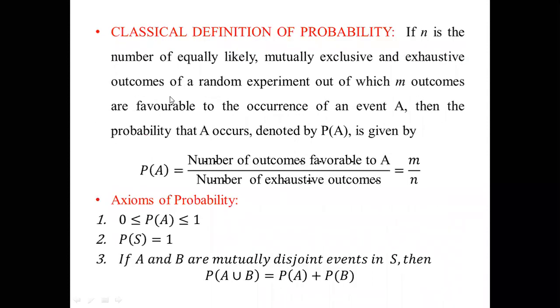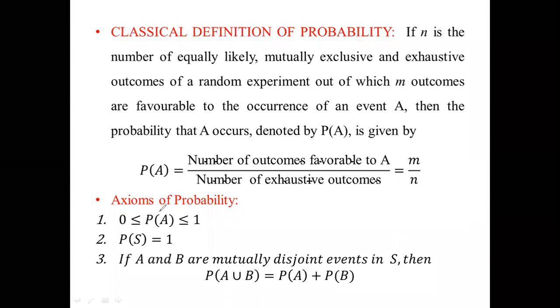Classical definition of probability. If n is the number of equally likely, mutually exclusive and exhaustive events of the random experiment, out of which m outcomes are favorable to the occurrence of an event capital A, then the probability that A occurs, denoted by probability of A, is given by probability of A equals the number of favorable outcomes to A by the number of exhaustive events. In a simple way, the probability of an event is equal to the number of favorable cases by the total number of exhaustive cases. Okay, the axiom of probability: it is always between 0 and 1.